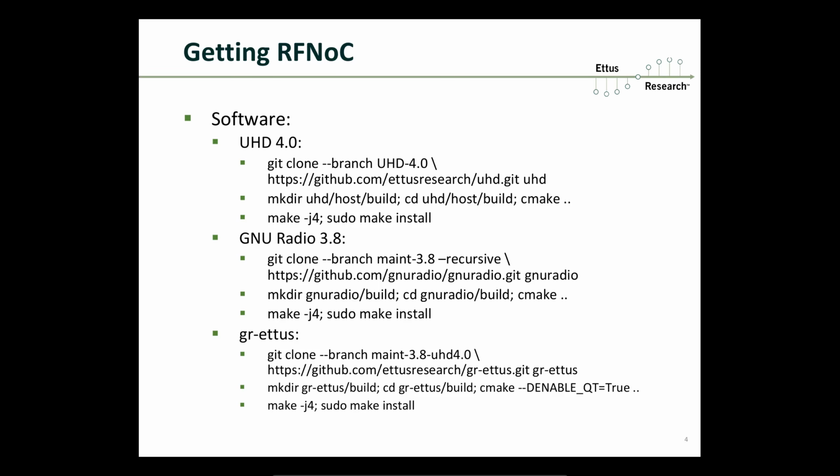Now there's three components that we need to get. First is the software driver for USRPs called UHD. rfnoc-4 on the software side is implemented in UHD, specifically UHD release 4.0. So here I have some example commands on how to clone the UHD repo and check out the UHD-4.0 branch, and then how to set up CMake, build the software, and then install it.